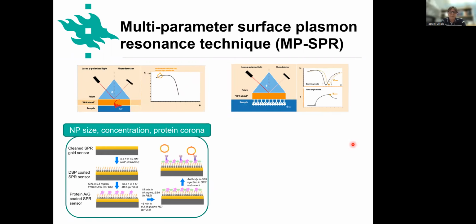So what I'm going to present today is how we can use this approach to determine the size of nanoparticles. We can also determine the concentration of nanoparticles in our solution, and study the formation of protein corona in physiological conditions. So we can use temperatures that resemble body temperature. We can use 100% serum, look at what proteins have actually attached to the nanoparticles, and then try to correlate that with how they behave in vivo.